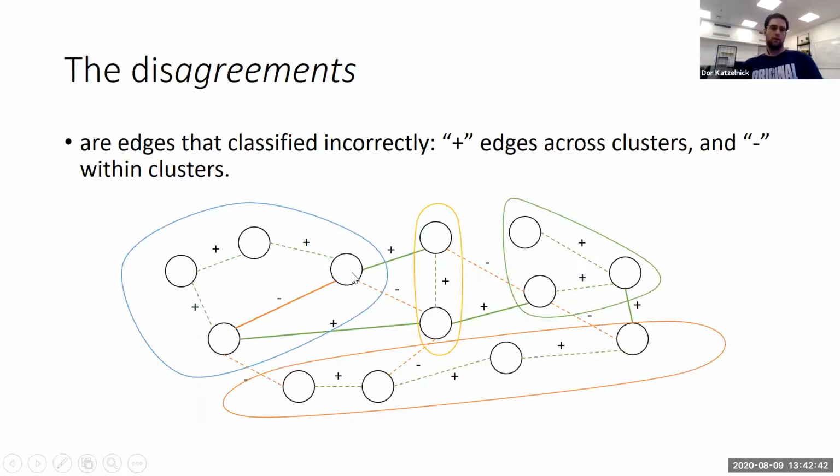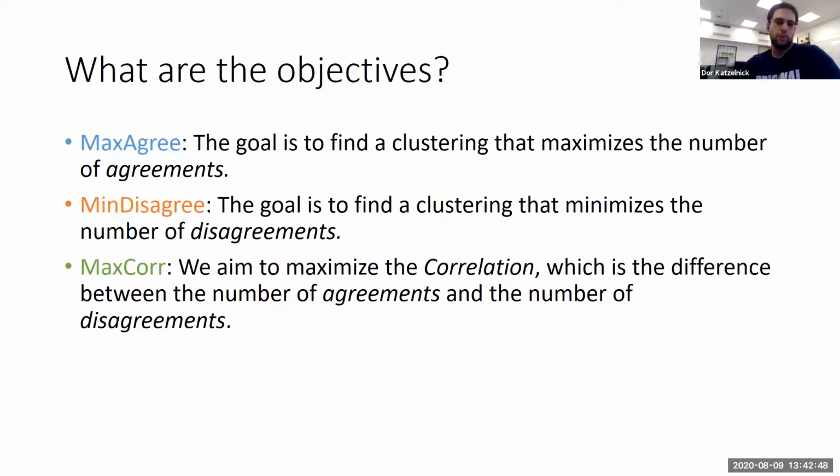So now we have the agreements and the disagreements, and we can define the objectives. The first objective that we can talk about is called MaxAgree, and in this objective, we want to find a clustering that maximizes the number of agreements. Another objective is called MinDisagree, and we want to find a clustering that minimizes the number of disagreements. These two objectives are similar, but they are quite different in the hardness of the problem.